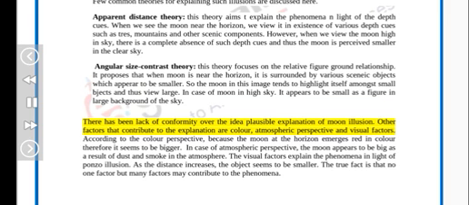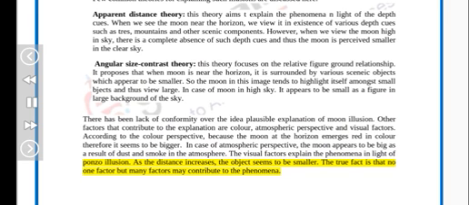Other factors that contribute to the explanation are color, atmospheric perspective and visual factors. According to the color perspective, because the moon at the horizon emerges red in color, it seems to be bigger. In the case of atmospheric perspective, the moon appears to be big as a result of dust and smoke in the atmosphere. The visual factors explain the phenomenon in light of the Ponzo illusion: as the distance increases, the object seems to be smaller. The true fact is that no one factor but many factors may contribute to the phenomenon.